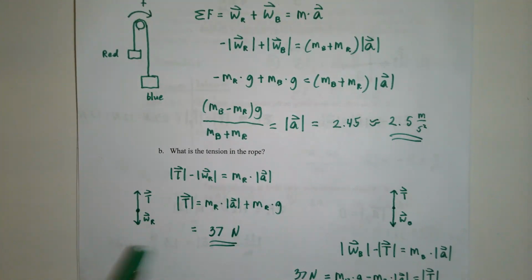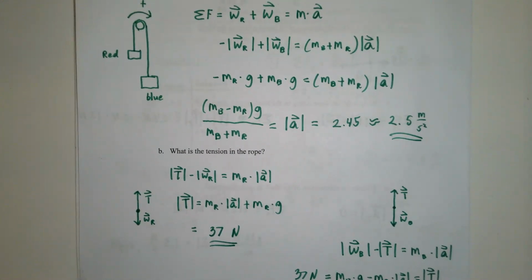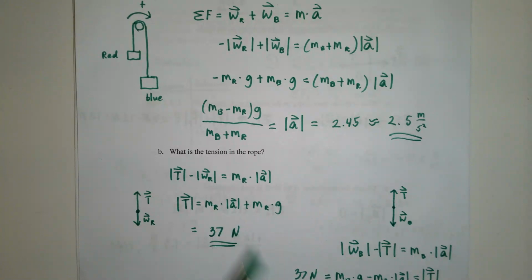We see that if we solve this equation for tension, it's mass times acceleration plus mass times gravity. This acceleration is positive, or causing a positive rotation of our system. So we see it's 37 newtons. Plug in our values here. Mass of the red block is 3 kilograms, gravitational constant 9.80 newtons per kilogram.